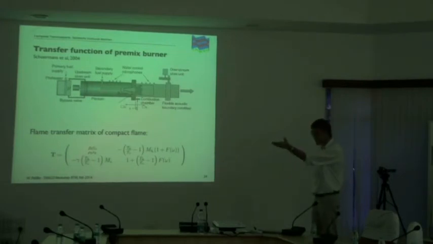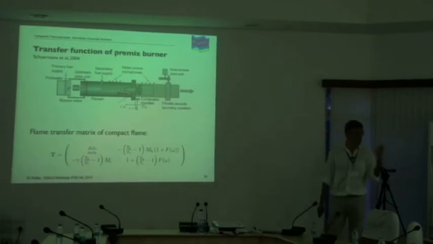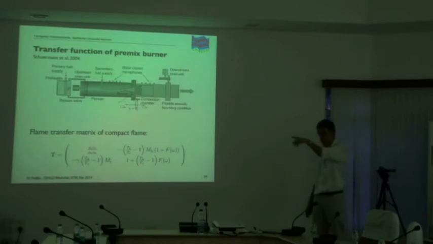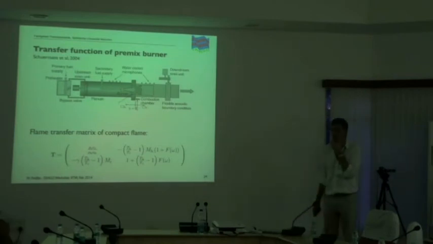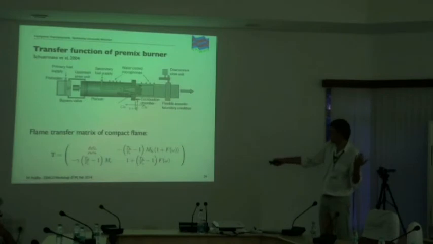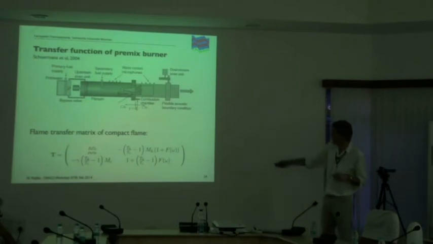We heard from Maria's talk, it's hard to measure a flame transfer function because it's hard to measure heat release rate. The indirect way that Nicolas mentioned today is to get the transfer function from acoustic measurements. For a compact flame, at least, you know how the flame transfer function, the ratio between heat release and velocity fluctuation, shows up in the coupling coefficients for pressure and velocity across the flame.